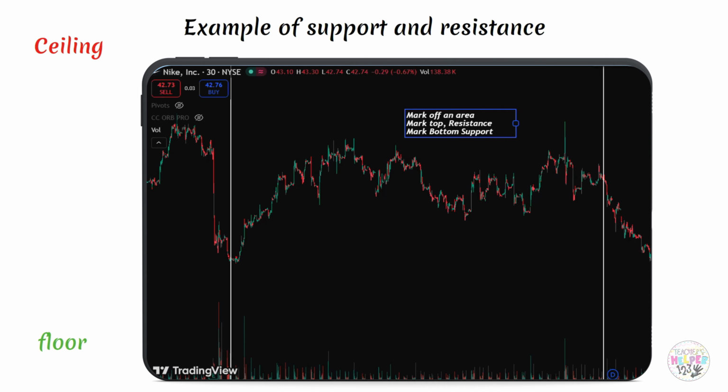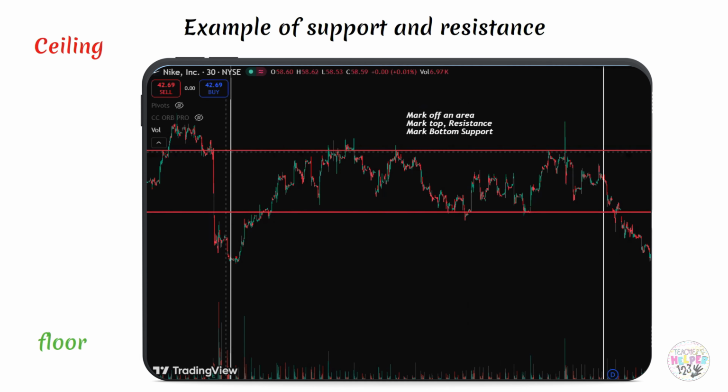So support is like a floor. It's the price where buyers step in and stop price from falling. So you can see in this chart the support level. And resistance is like a ceiling. It's a price where sellers step in and stop price from rising. Traders watch these levels closely because price often reacts here.